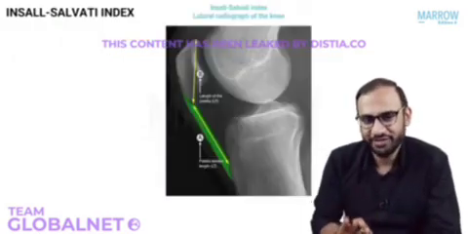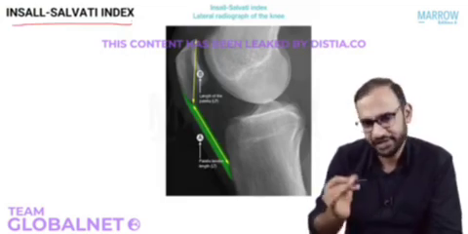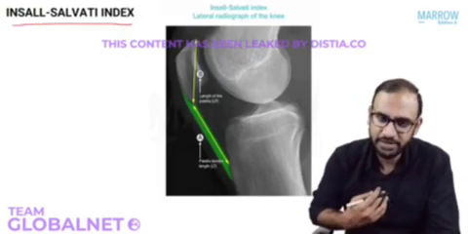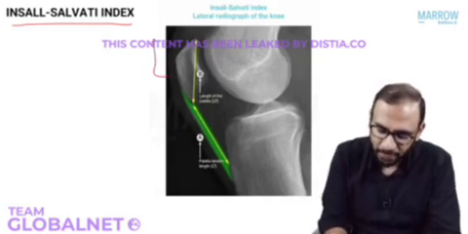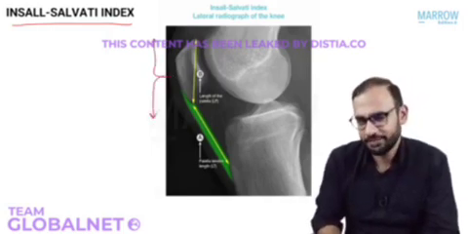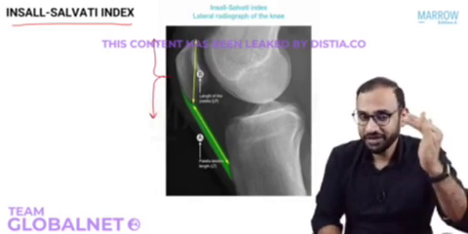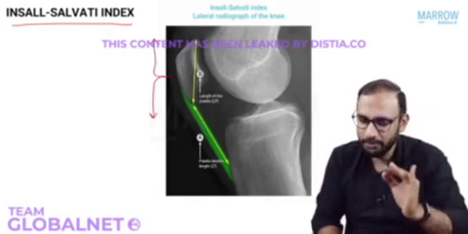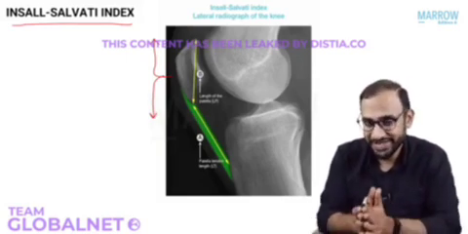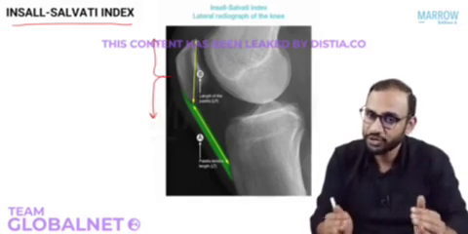Now the last thing that I want to discuss is the Insall-Salvati ratio or Insall-Salvati index. Now what is the purpose of this index? The purpose of this index is to help us understand whether the patella has migrated proximally or moved distally. A higher level of patella is called patella alta. A lower level of patella is called patella baja. Everything is written, just understand. Now how do you do that? How do you assess this patella alta and baja with the help of the Insall-Salvati ratio or index?